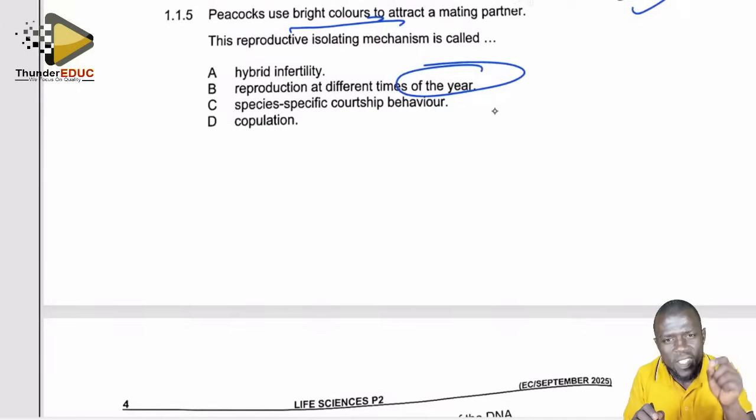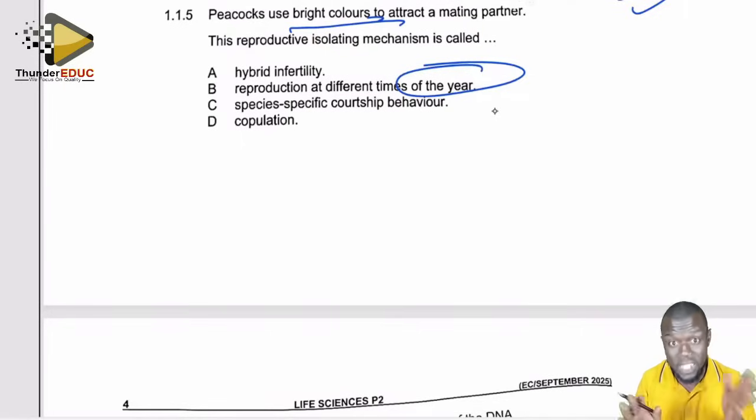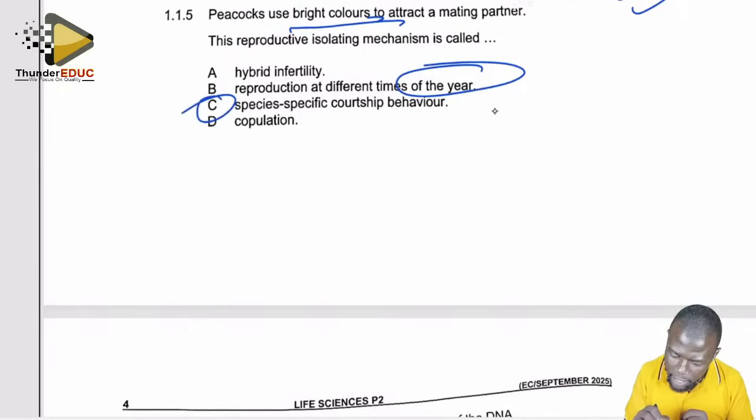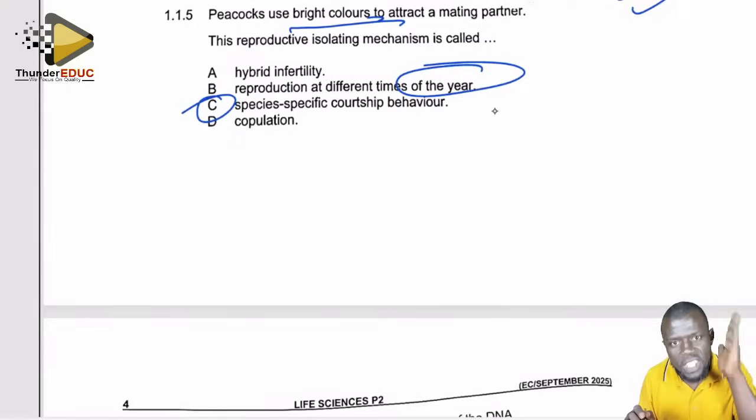Each species has a specific way in which it attracts the different sex, the different gender, during the time of mating. You understand? When the frog is doing it, it's nice for them. It's ugly for you, but for the frogs, it's nice. So that's how they do their behavior. So this is species courtship behavior. Copulation, the insertion of the penis inside the vagina, that's out. It's not about that. So this is the most correct answer, which is species specific courtship behavior. Each courtship behavior is specific to a species.